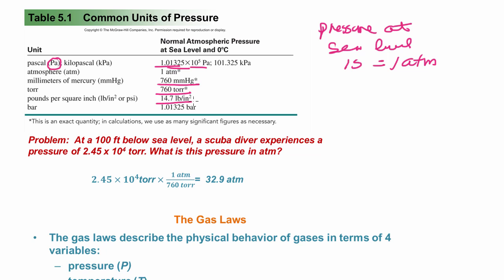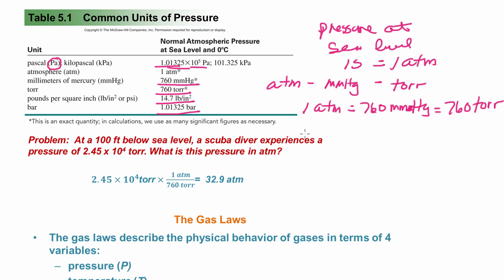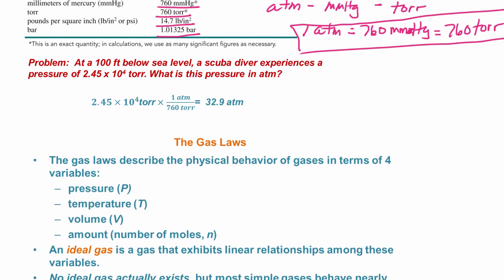We also have pounds per square inch, and we have the bar. Here, we'll be mainly using atmospheres, millimeters of mercury, and the torr. So 1 atmosphere is equal to 760 millimeters of mercury, which is equal to 760 torr. But you might still see these other pressure units elsewhere, so make sure that you're able to convert between them.